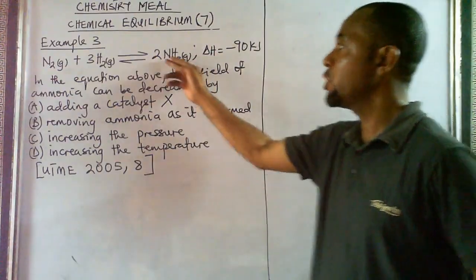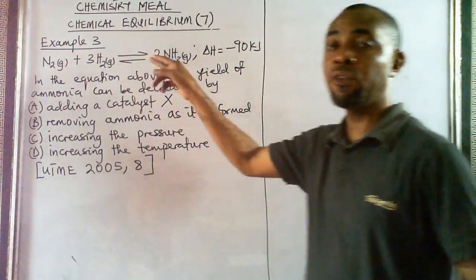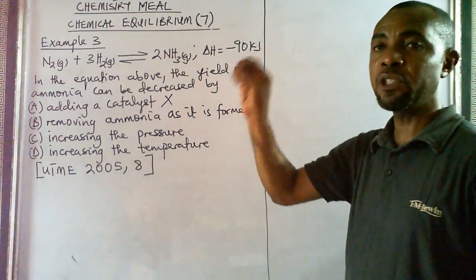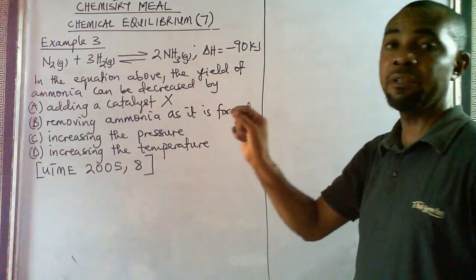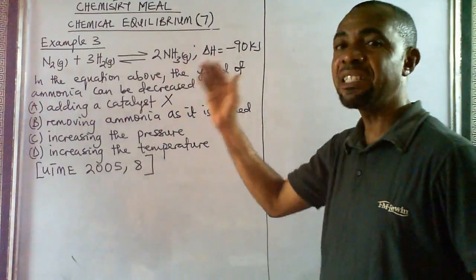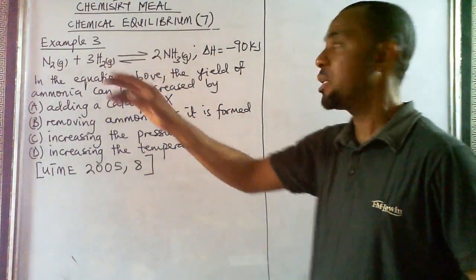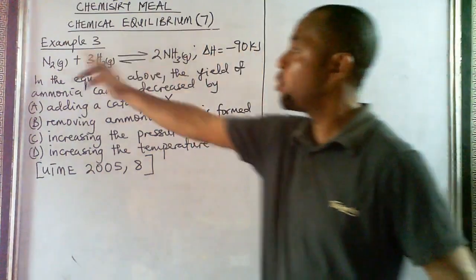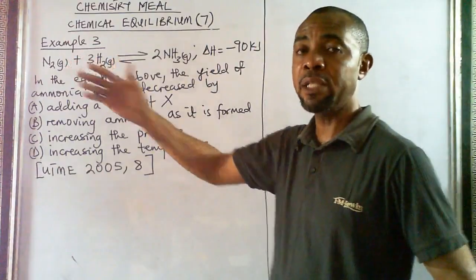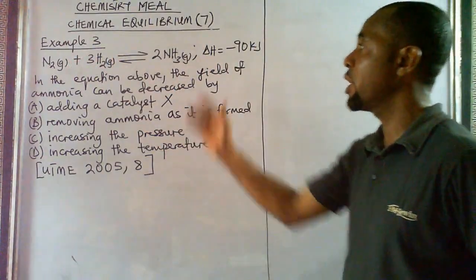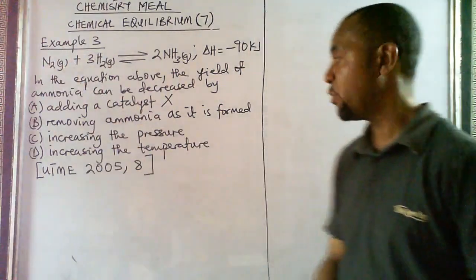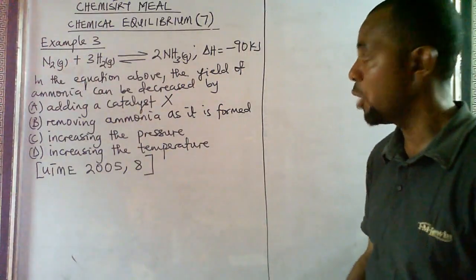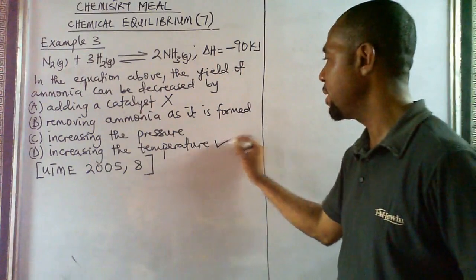So if we want the backward reaction to be favored here, if we are considering temperature, temperature must be increased. Because increase in temperature favors endothermic, and since the forward reaction is already exothermic, the backward reaction will be endothermic. So when we increase temperature now, the backward reaction will be favored. Do we have increase in temperature here? Wow, that gives us the answer immediately.